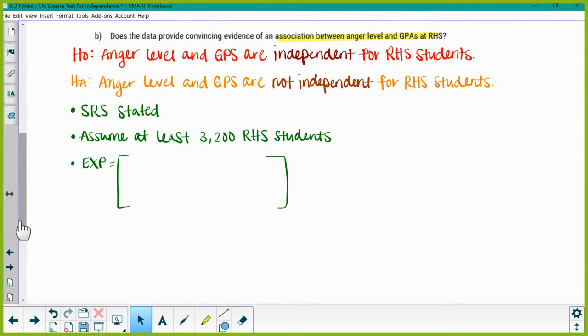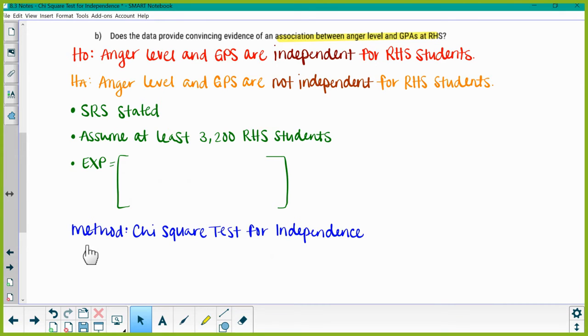So I have my three conditions. I don't know necessarily if the third one is satisfied yet. Either way, in a real setting of the AP exam, they would expect you to go on. So even if the third condition happens to fail, all it would change is I would add an additional sentence in my conclusion stating that one of the conditions failed, therefore my results may be inaccurate. Now, method, chi-square test for independence.